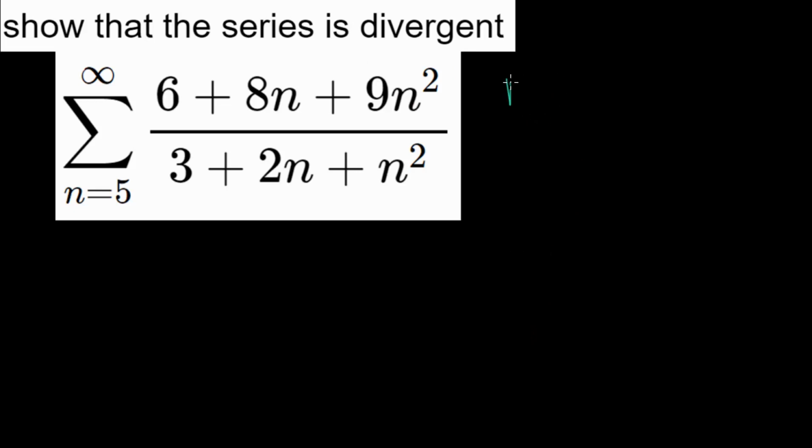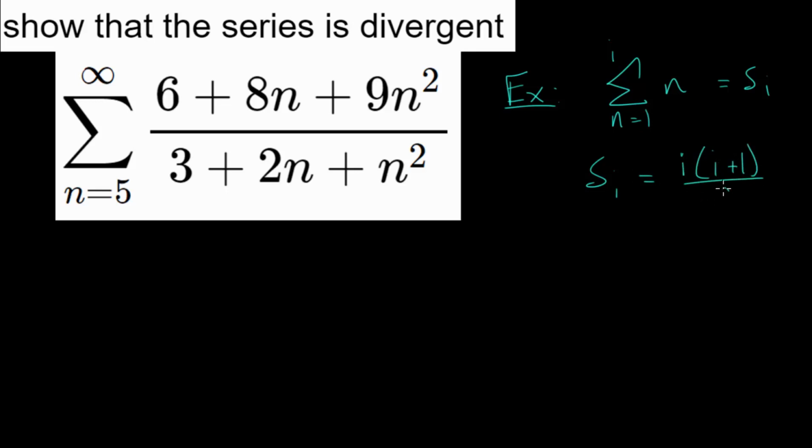For instance, let's say that we have the sum of the first n terms, and we will say n starts at 1 and goes to i. We can come up with a formula for this. Let's call this equal to s sub i. The partial sum formula for this would just be i multiplied by i plus 1 and divided by 2. And we can show that the limit as i goes towards infinity of this formula for the ith partial sum is equal to infinity.